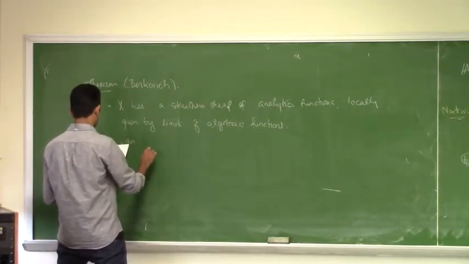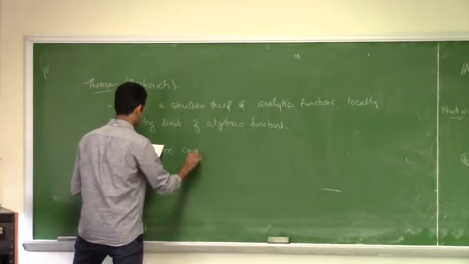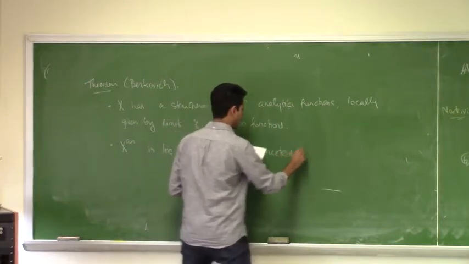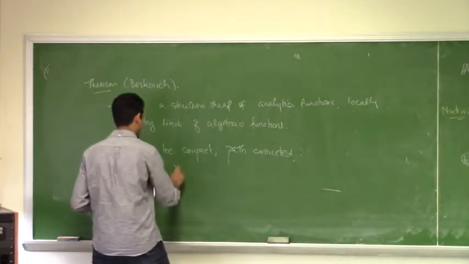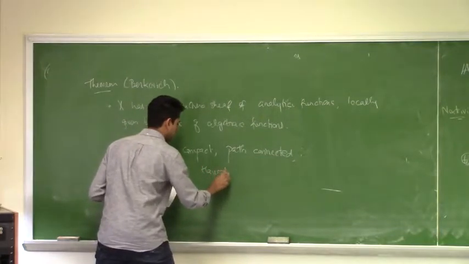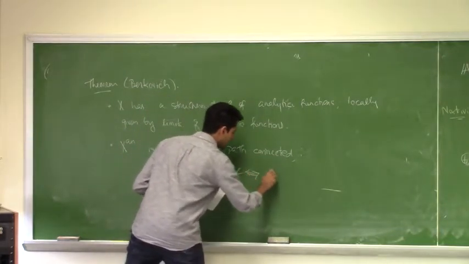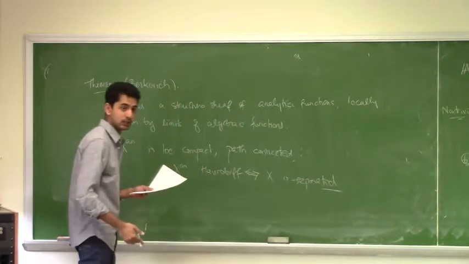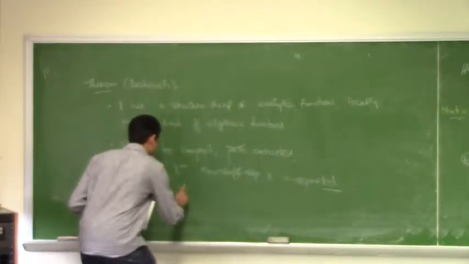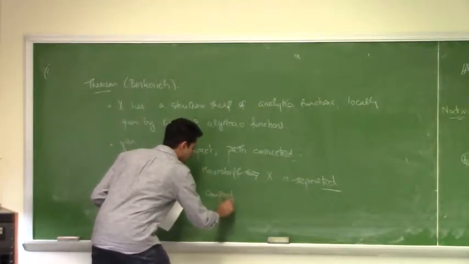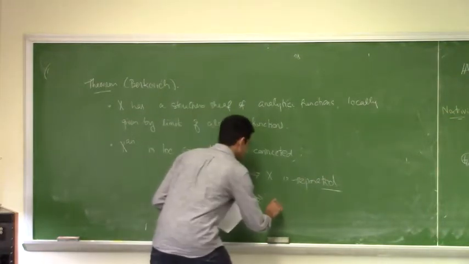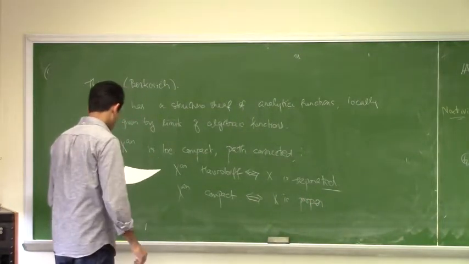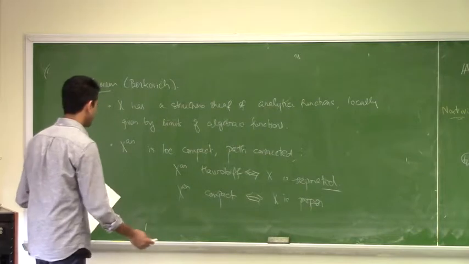So X analytic is locally compact, path connected, and then X analytic is Hausdorff if and only if X is separated. So it sees the scheme theory of X, the topological aspects of the scheme theory of X. It's compact if and only if X is proper. It's just generally very nice.